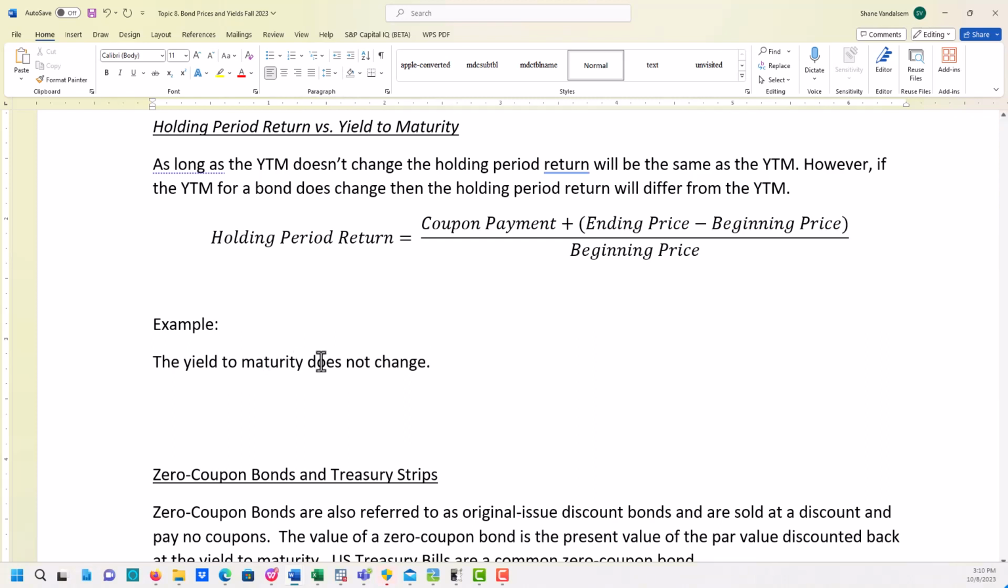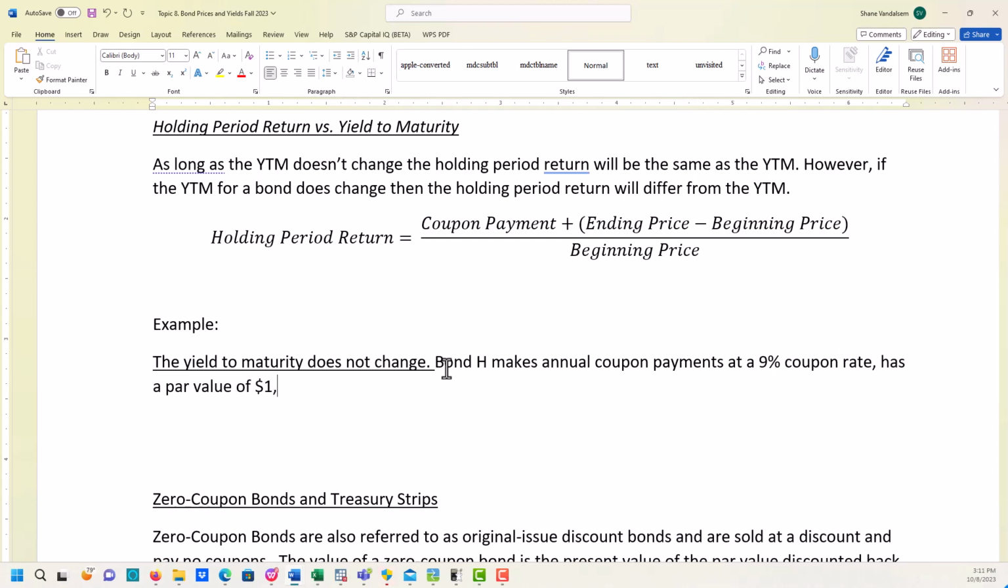Which honestly would generally not happen. Your yield to maturity over time will generally change for a bond, but we're going to start off by saying it's not changing. So I'm going to have my holding period return here, and let's go ahead and say that we have a bond. We're going to call this bond H, and bond H makes annual coupon payments at a 9% coupon rate, has a par value of 1,000, has 10 years to maturity, and the yield to maturity is 7%. Okay.